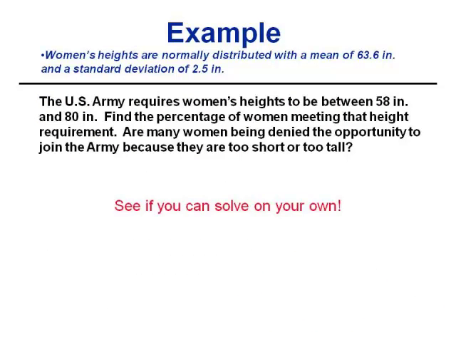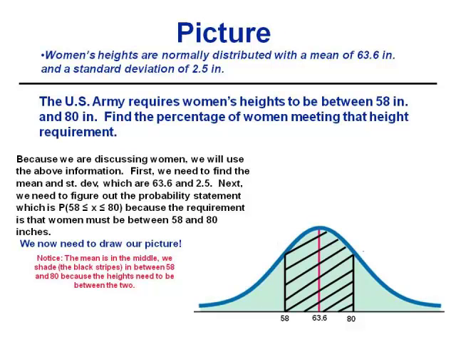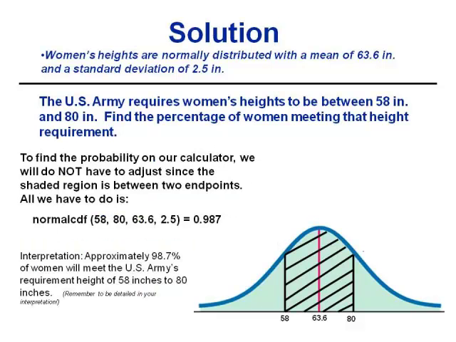Let's try one with women's heights. The U.S. Army requires women's heights to be between 58 and 80 inches. So let's find the percentage of women who meet that height requirement. Okay, so we get our picture drawn. The mean for women is 63.6, got that coming down the middle, and we want to know the percentage that are between 58 and 80. With this one, it doesn't end up mattering so much whether it is more than half or less than half, or even which direction the shading goes, because we're between two values, and when you're between two values you can just do Normalcdf and it will find that portion for you.